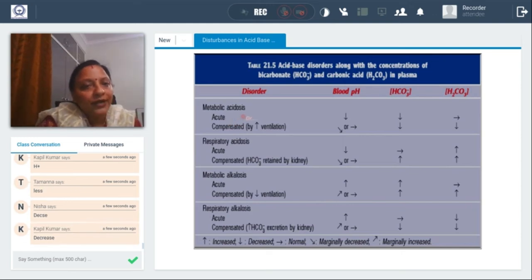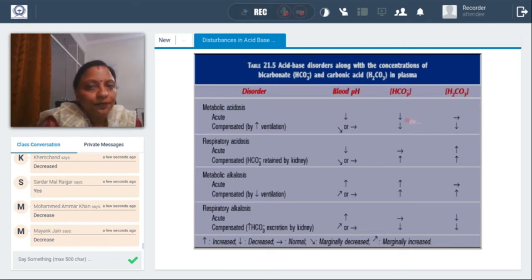Yes. So, in the case of metabolic acidosis, in acute condition, blood pH is decreased. Here you can see HCO3 minus and H2CO3. Is HCO3 minus decreased or increased? Yes, this will decrease, and this is normal. So in the case of acute metabolic acidosis, pH is decreased. So how is it compensated? It is compensated by hyperventilation, as I just told you in the previous slides.